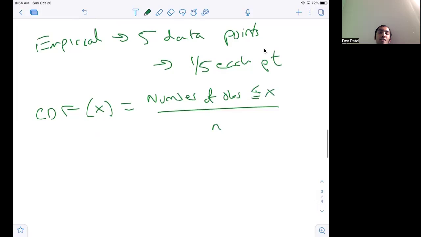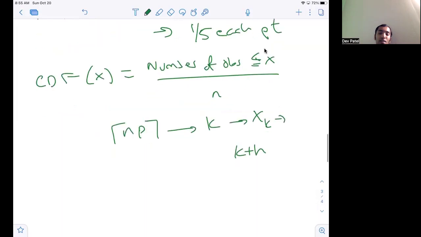And if we're looking for the percentile, like if the question's like, what's the 75th percentile of this empirical distribution, what you could do is you could take n times the pth percentile, in decimal form, and you could take the ceiling of that, and that will be your k. Then the kth smallest observation will be that percentile.